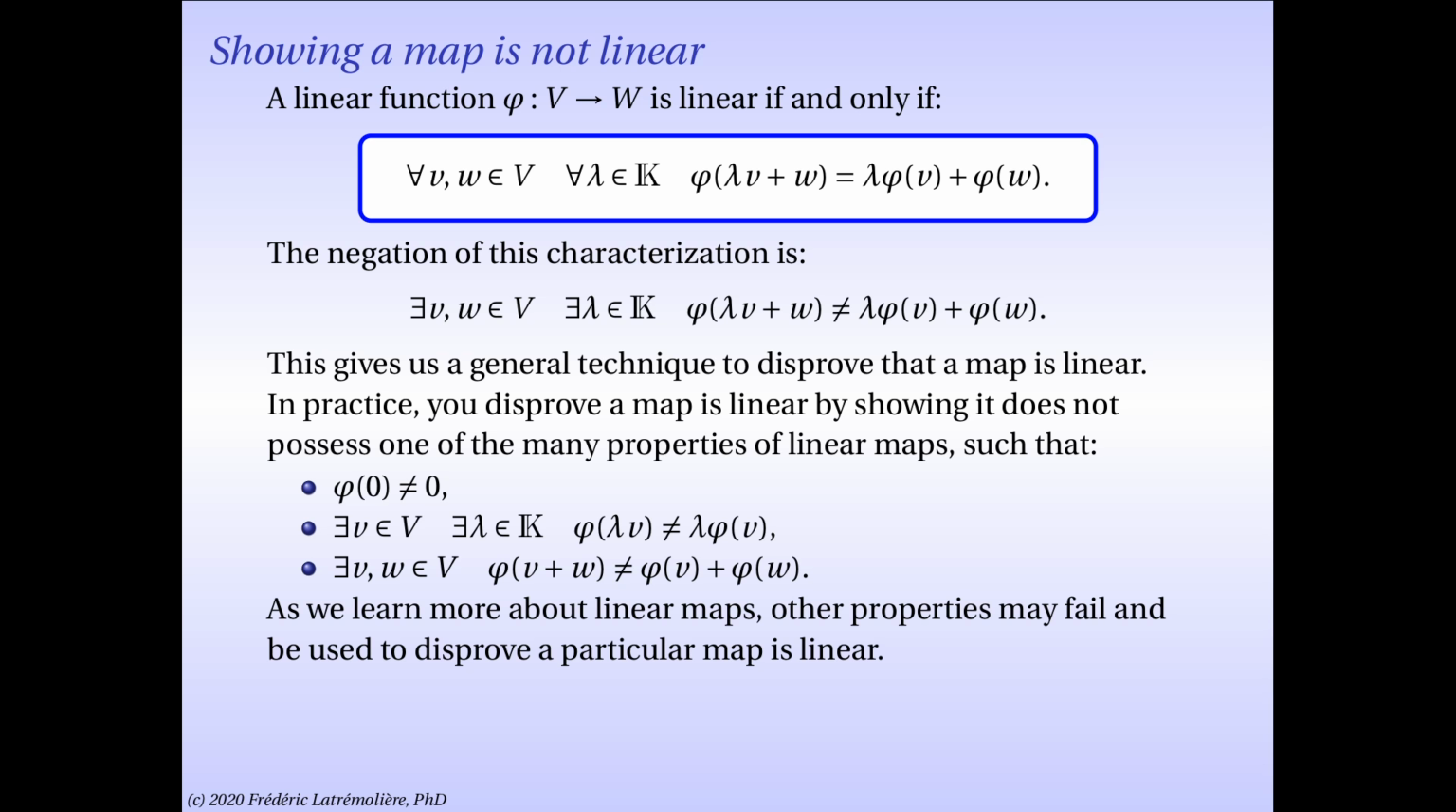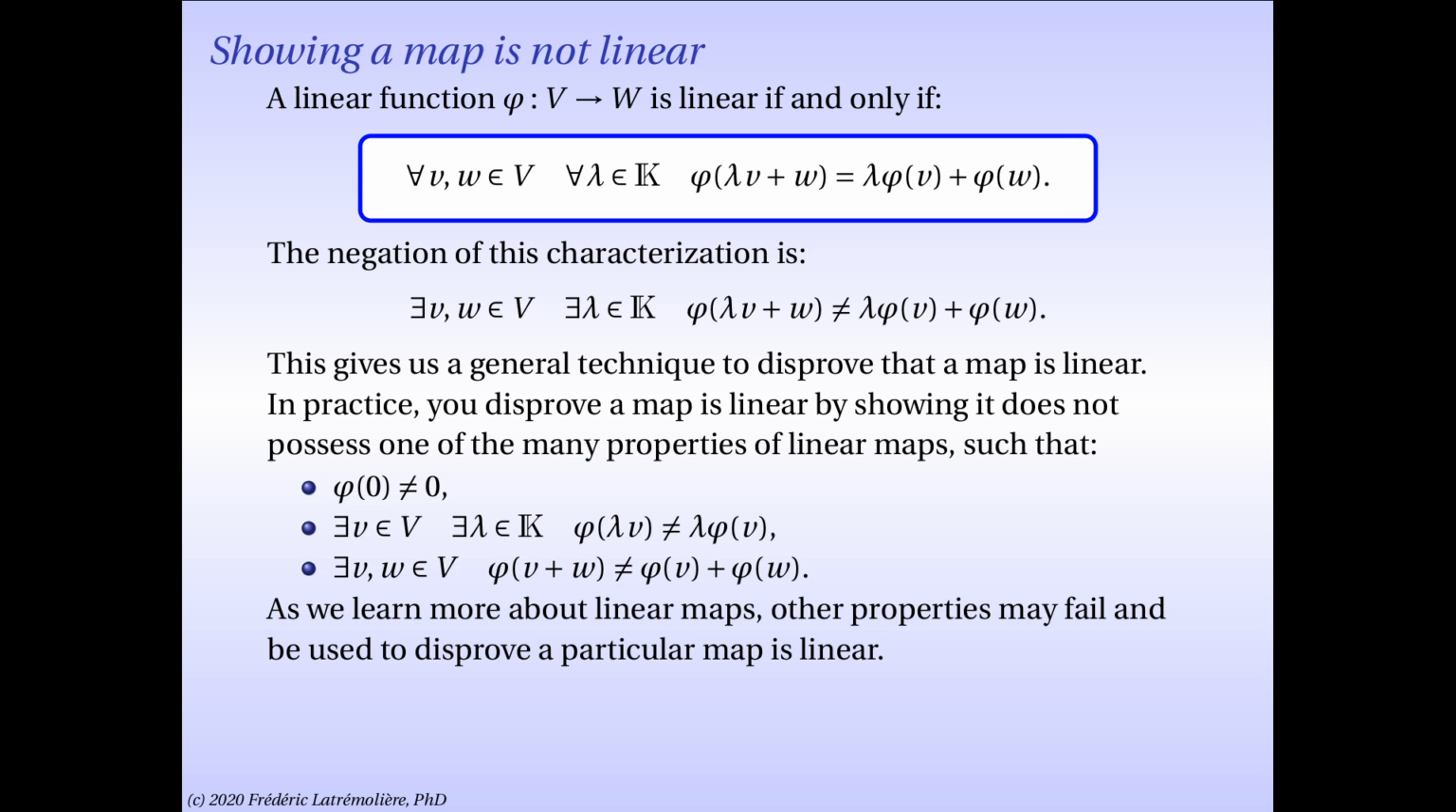Sometimes you will want to show that a map is not linear. We have a characterization of linearity, so if we take its negation, we get a characterization of nonlinearity. A map phi is nonlinear if you can find a pair of vectors v and w and a scalar lambda, such that phi of lambda v plus w does not equal lambda phi of v plus phi of w.